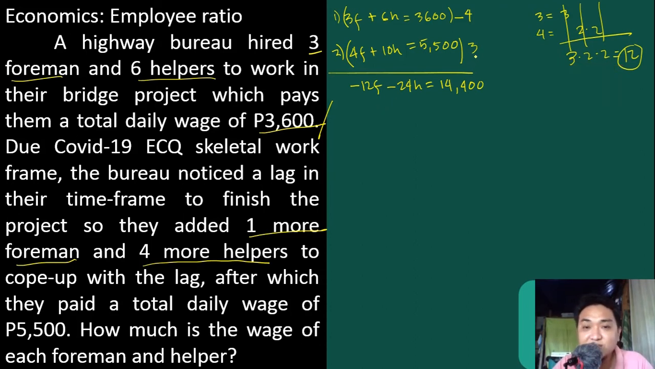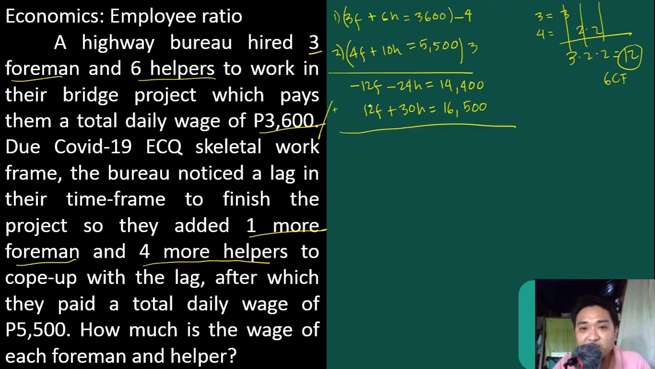Okay, multiply natin siya sa positive 3, that becomes 12f. Ayan. So, tingnan nyo, no? Di ba mamaya pag nag-add tayo, makakancel talaga sila. Yan dahil sa tulong ng GCF. Now, 10h times 3 is positive 30h. Yan. It's equivalent to. How about 5,500? 5,500 times 3 will be equivalent to 16,500. Now we are ready to add.